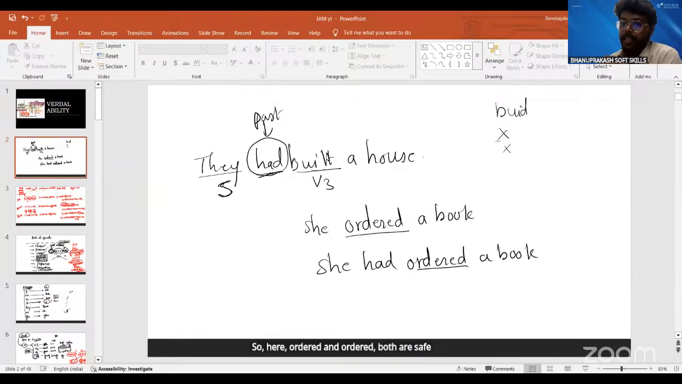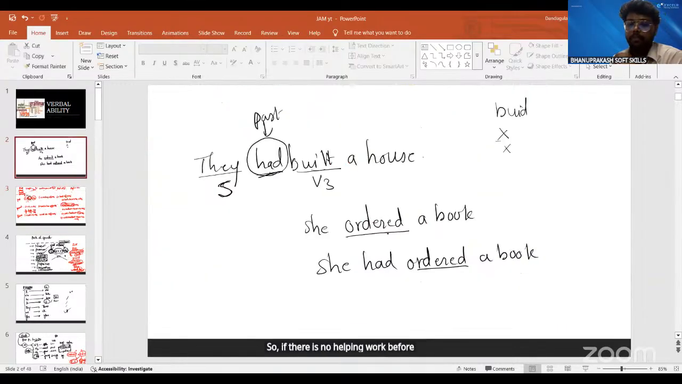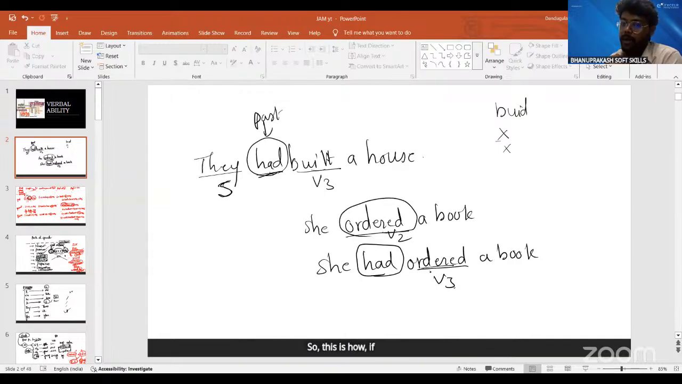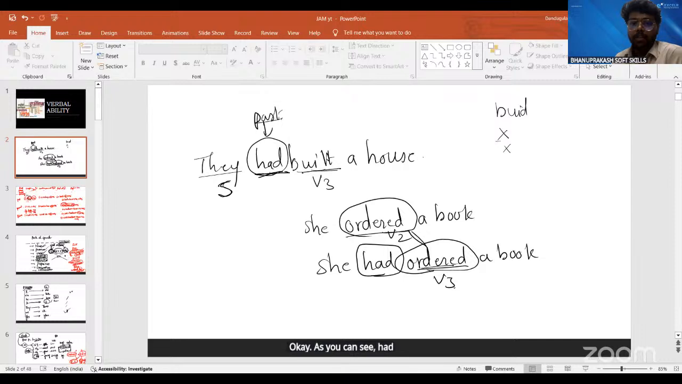So to differentiate whether this ordered is V2 or V3, it is very simple. As here in the tense, what we did here in the V2 form, there is no helping verb before that. So if there is no helping verb before, then simply this is a V2 form. But here you can find one helping verb, which is had. So this ordered will automatically become a V3, not V2. So this is how, if the verb forms are the same in the V2 and V3, we can differentiate in such ways.